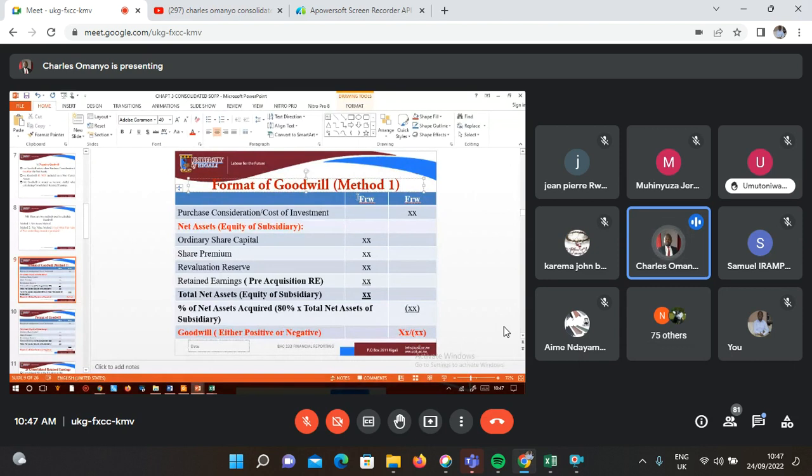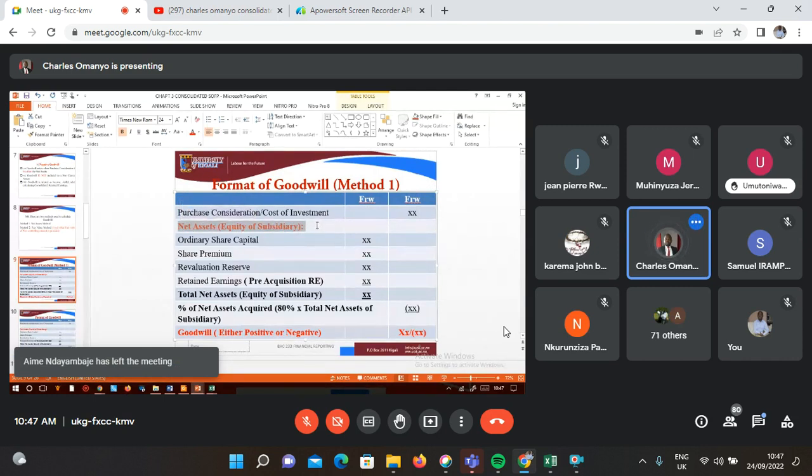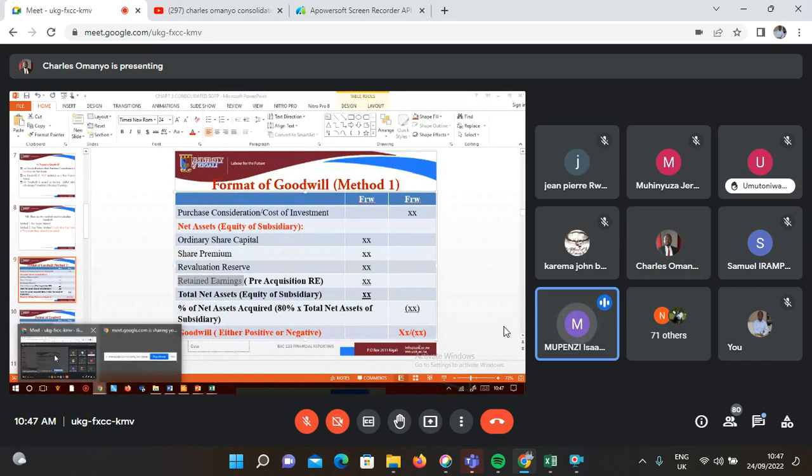Method one. What you'll need is two columns. You start with purchase consideration, which is what you pay to acquire a company. You post it there, and then you list the net assets. Net assets is the same as the equity of the subsidiary. When you are rushing in exams, sometimes you end up picking the equity of the parent. You pick the net assets of the subsidiary. Net assets is the same as equity, which means you will pick the ordinary share capital, share premium, revaluation reserves.